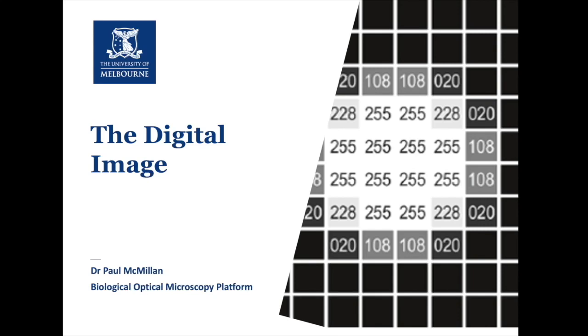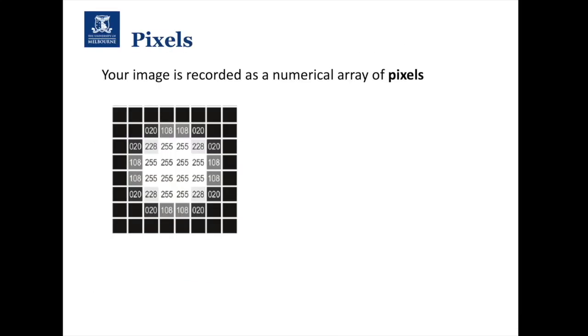First of all, what is a digital image? In this case, our image is being recorded as a numerical array of pixels. So though we're seeing an image, it's actually essentially an Excel spreadsheet.